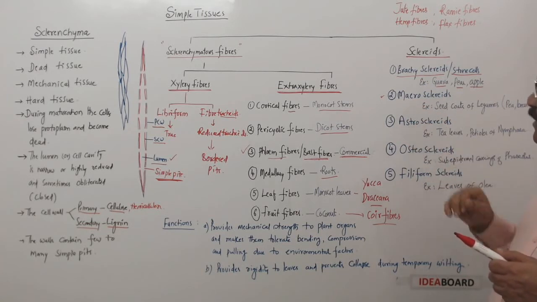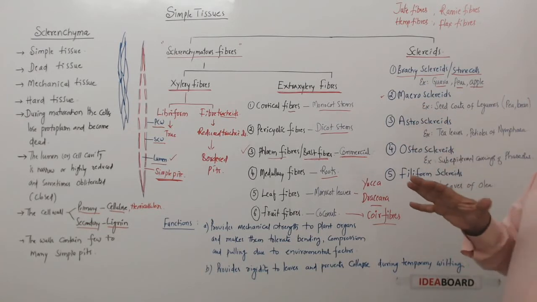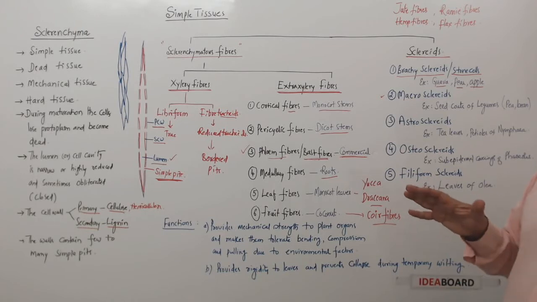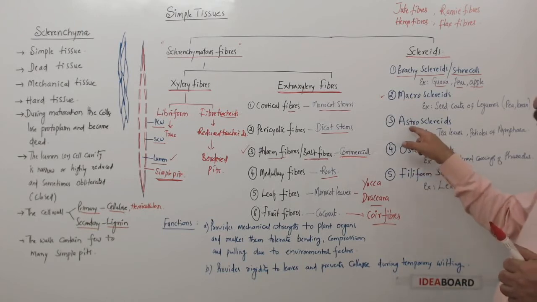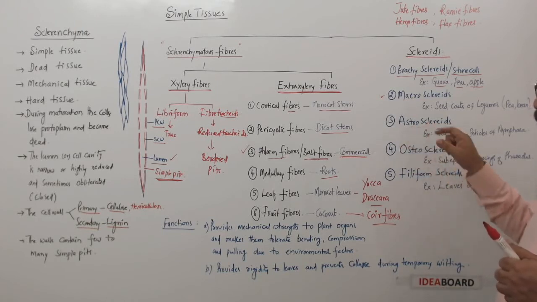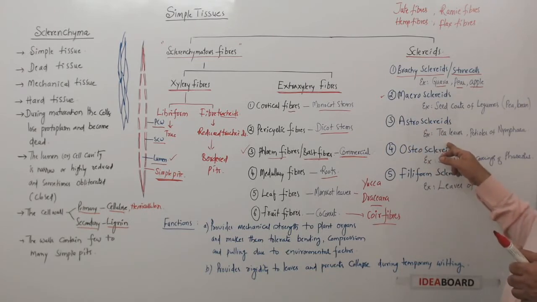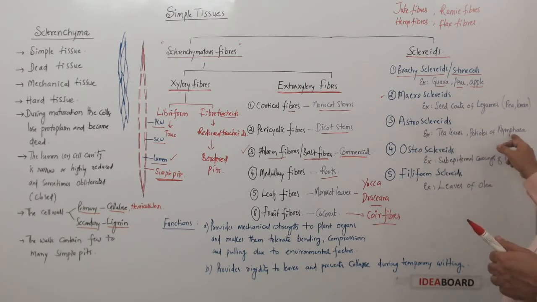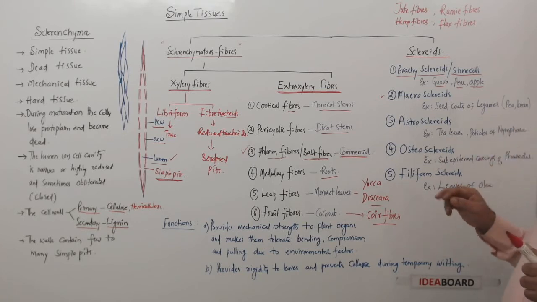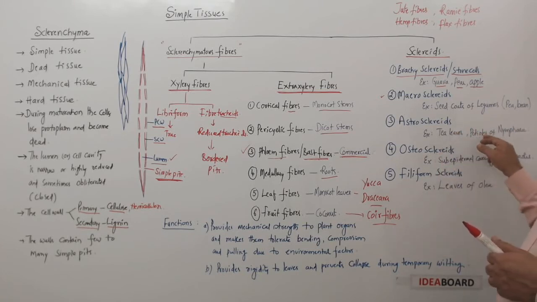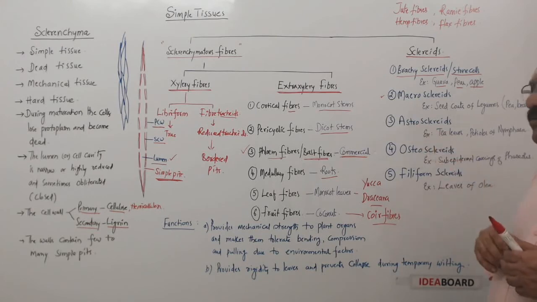Astrosclereids are branched sclereids, and they appear star shaped. So the star shaped sclereids are called astrosclereids, and these are present in the leaves of tea, and also in the petioles of Nymphaea, that is water lily. So in the tea leaves and petioles of Nymphaea, you will find astrosclereids.